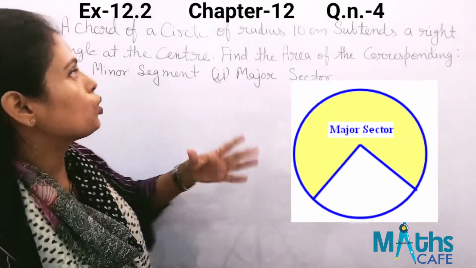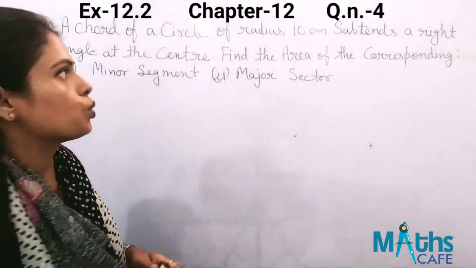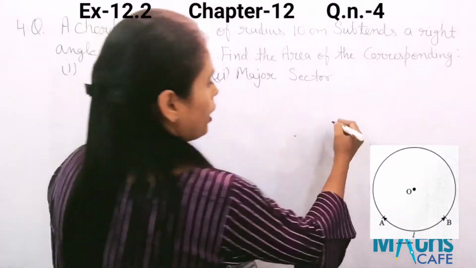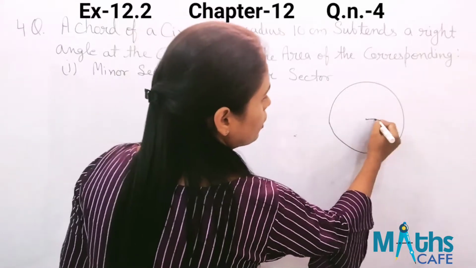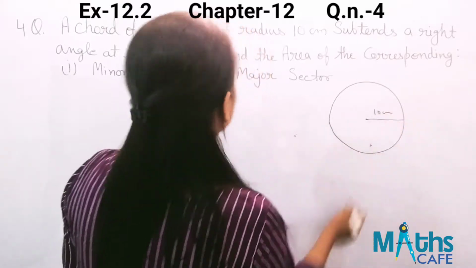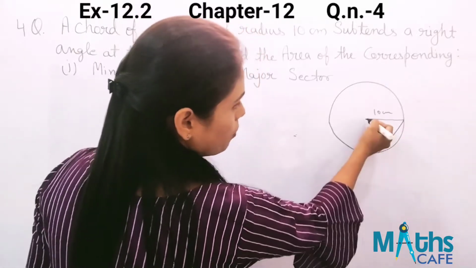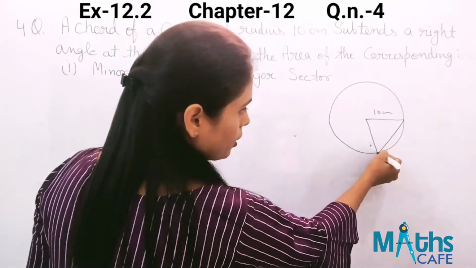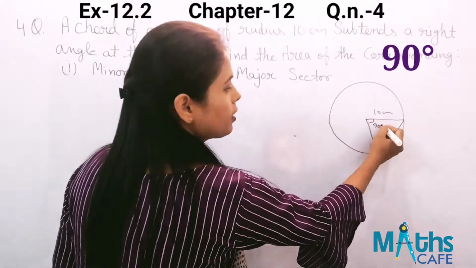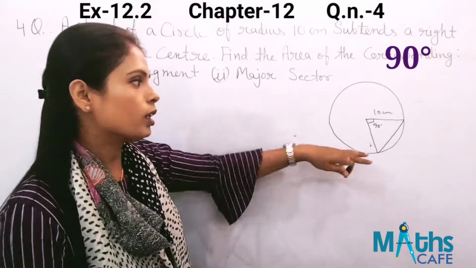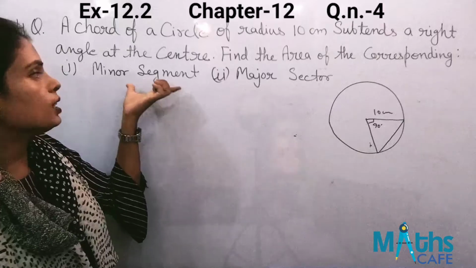First of all, we are going to implement the first line of the question. They are asking to make a circle, and this circle has a radius of 10 cm, and there is a chord, and between these radii having this chord, the angle which is created is 90 degrees. Now they are asking in the first part for the minor segment.